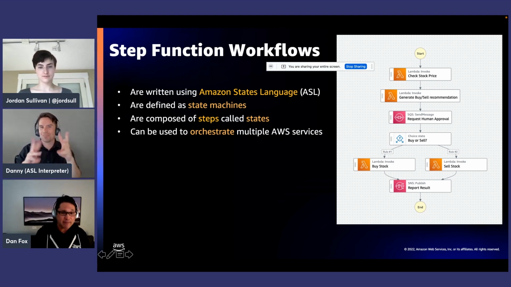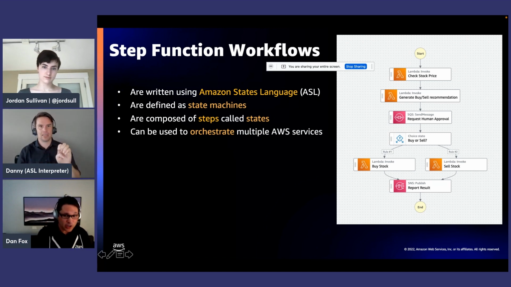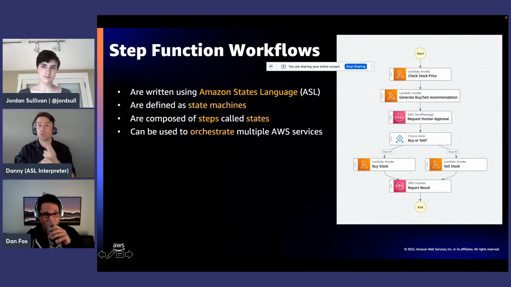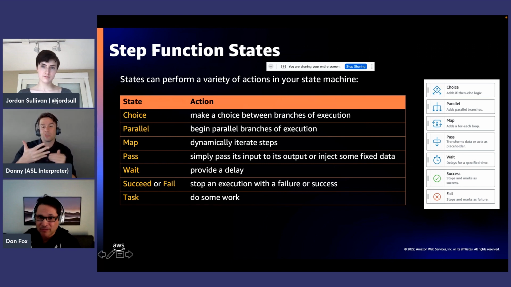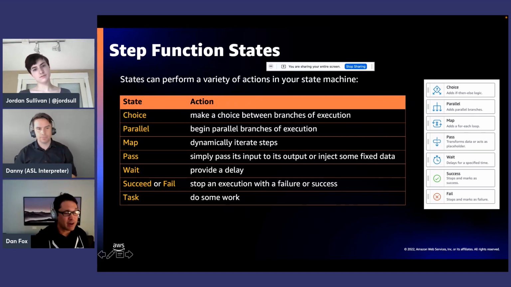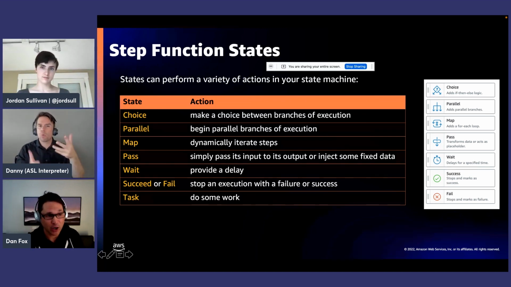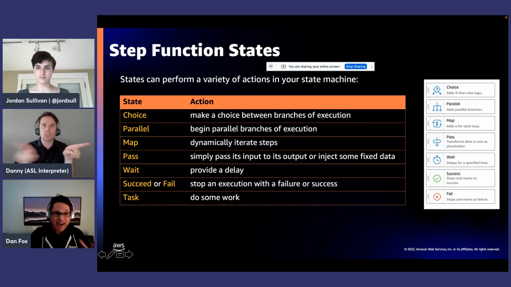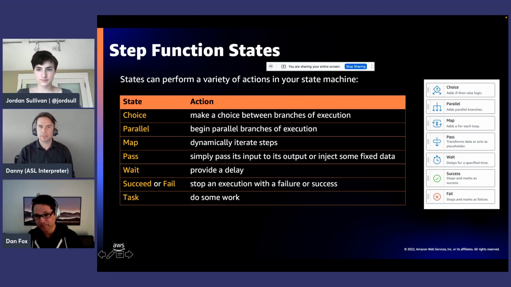Workflows are often referred to as state machines. They're sometimes used synonymously, and state machines are composed of steps called states. A state machine can be used to orchestrate multiple other AWS services. Each step within a workflow is called a state, and a typical workflow is composed of multiple states. Here are some of the primary states within Step Functions. You have choice states, parallel states, and map states where you want to create dynamic branches of parallel execution. So a variety of different logical constructs that enable you to design very flexible workflows.